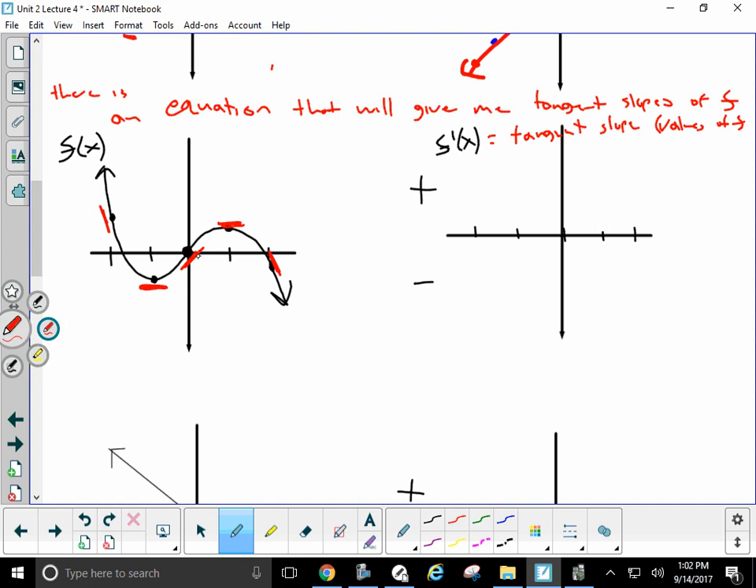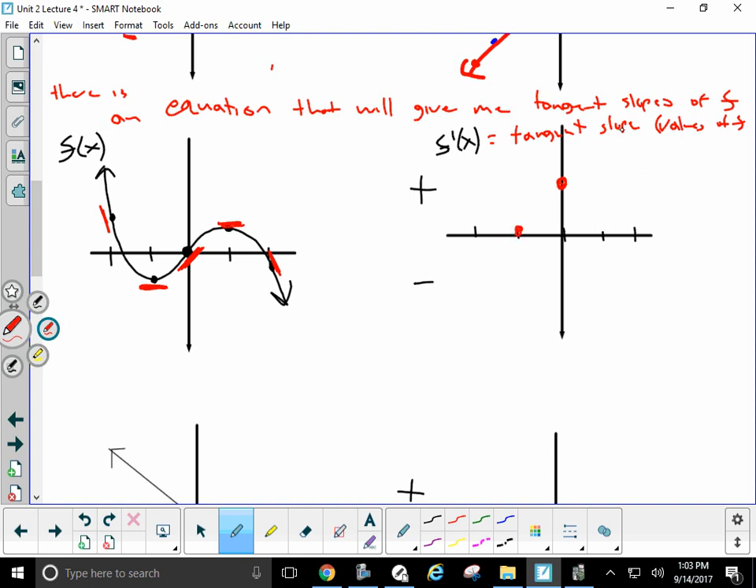Now, at 0, this is where people get a little tripped up. At 0, look at this tangent slope, Miss Lynn. See that little red line right here? What is the value of that slope? It's positive. Good. So at 0, I should have this positive value there. Now, at -1, this looks like it's a horizontal line. That slope is 0. So I should have a 0 here.